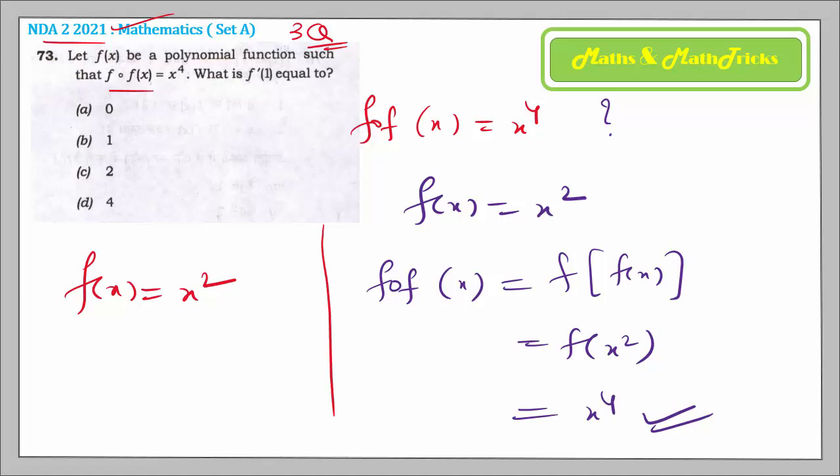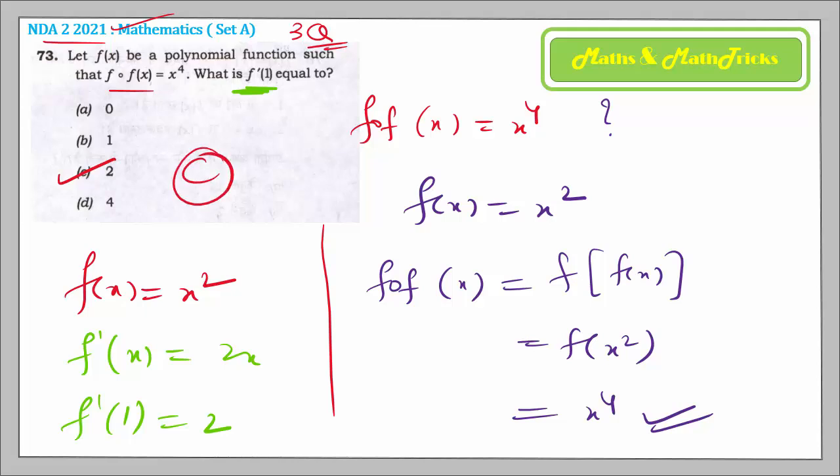So with that, we are here to tell you what is f dash 1? What is f dash 1? It's the derivative of the function at x equal to 1. So what is the derivative? F dash x equal to 2x. And at 1 it becomes 2. And hence the answer is option C for this.